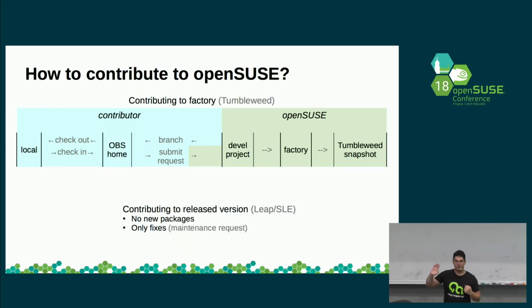Now they have something called devel projects, so development projects, which contain all the packages that Tumbleweed has. So it is like a pre-state of the packages.